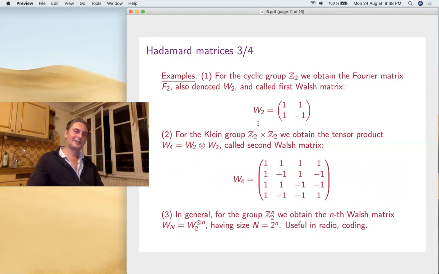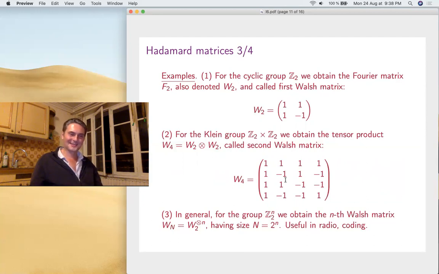So we'll get the Fourier matrix of the Klein group now. It's different from what we're doing before. We're no longer cyclic, so you get the second Walsh matrix. It's something like this. Then you can tensor and tensor, and you get all these other matrices, which are real now. That's very interesting. These are called Walsh matrices. They're useful in radio transmissions, coding, all that.